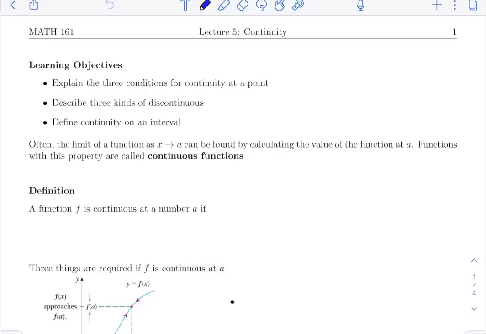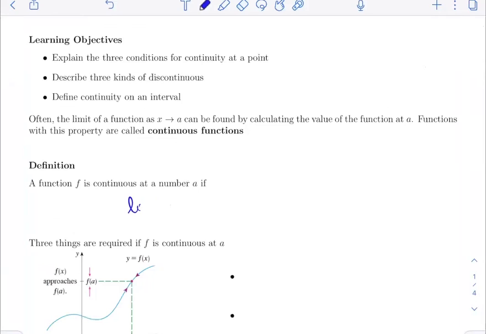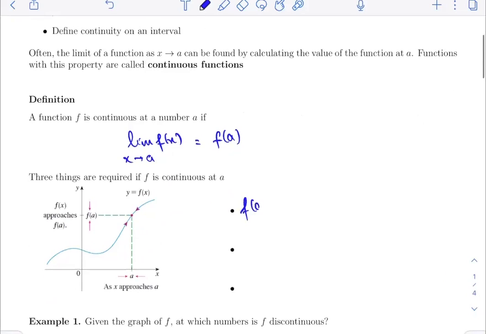So for the definition: a function f is continuous at a number a if the limit of the function f of x as x approaches a is equal to f of a. There are three things required if f is continuous at a. The first thing is that f of a is defined. That means that a is in the domain of f.